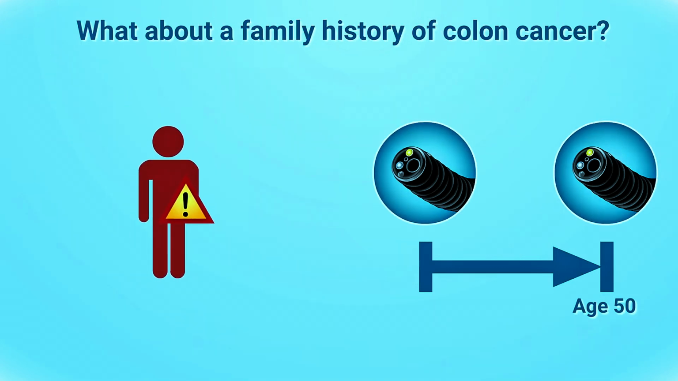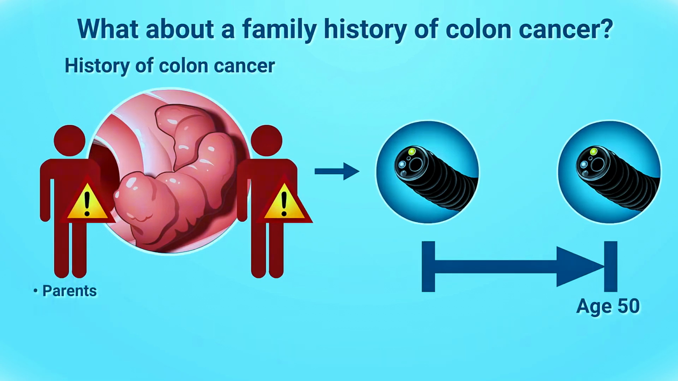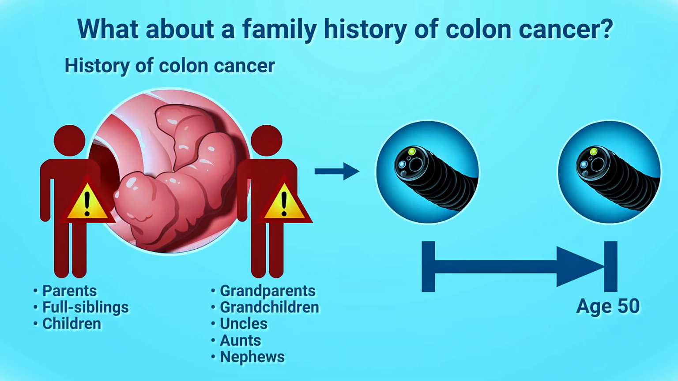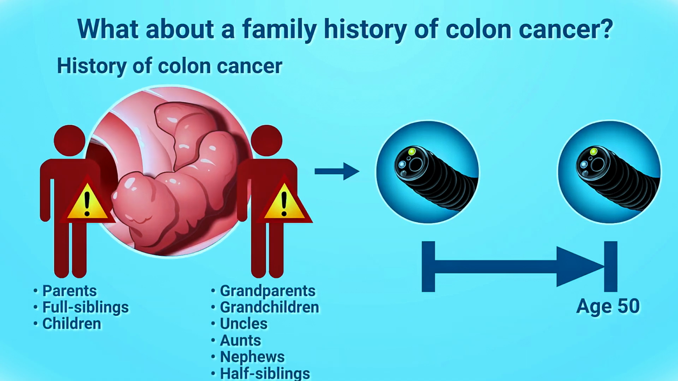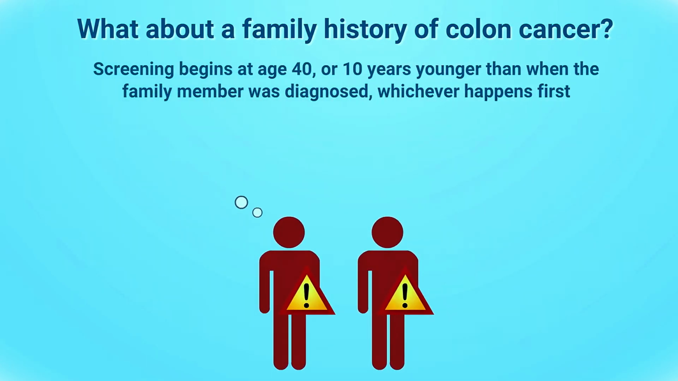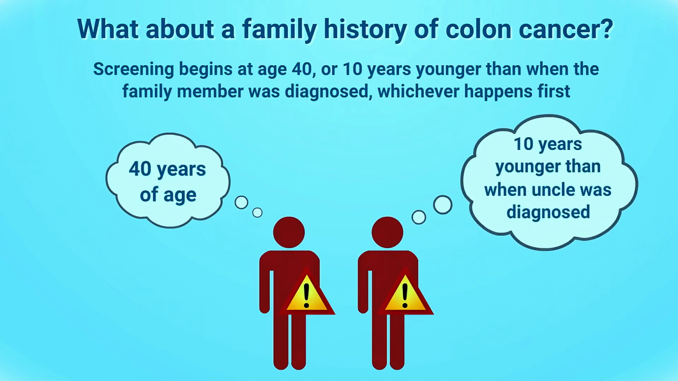You may also be asked to have a colonoscopy earlier than the average risk person if at least 2 first-degree relatives, i.e., parents, full siblings, or children, or second-degree relatives, i.e., grandparents, grandchildren, uncles, aunts, nephews, or half-siblings, have had colon cancer at any age. In these cases, screening may begin at 40 years of age, or as early as 10 years younger than when the family member was diagnosed, whichever happens first.